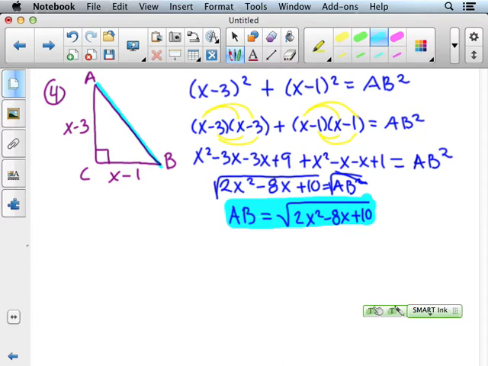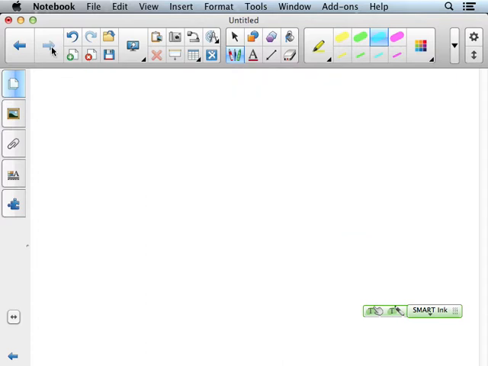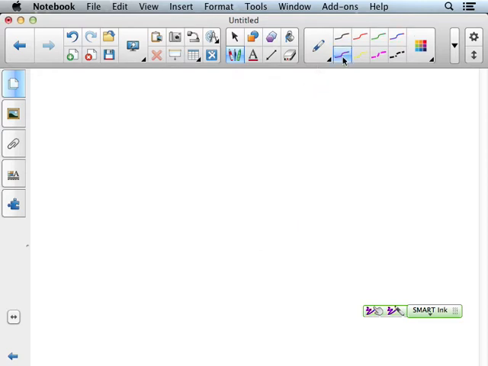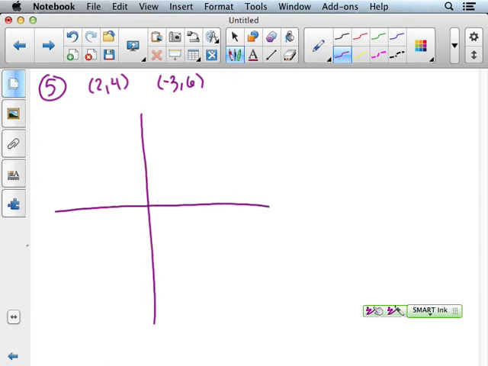Moving on, number 5. Let's see, what's number 5 saying? Okay, the endpoints of one leg of a right triangle are (2, 4) and (negative 3, 6). Which of the following points could be the third vertex of the triangle? Okay. So 1, 2, 1, 2, 3, 4, 1, 2, 3, 1, 2, 3, 4, 5, 6.